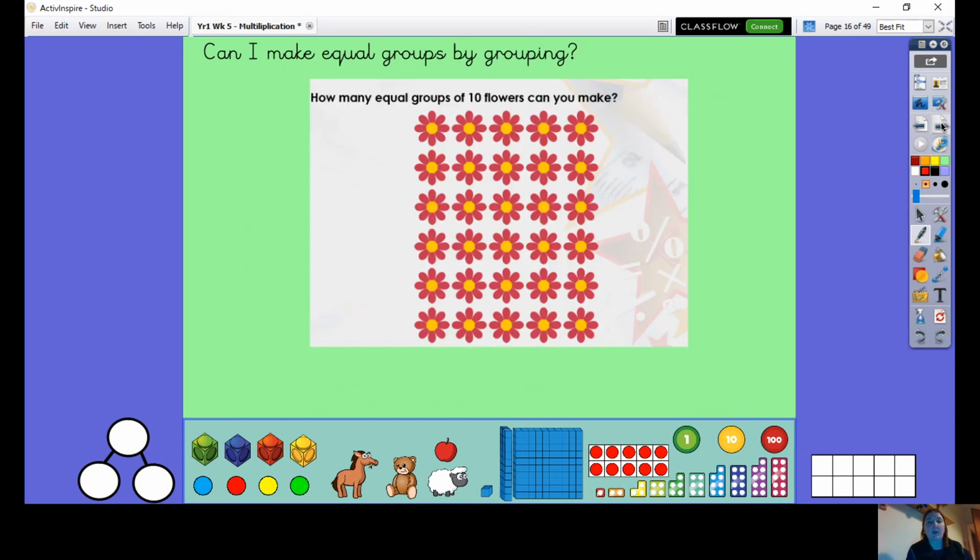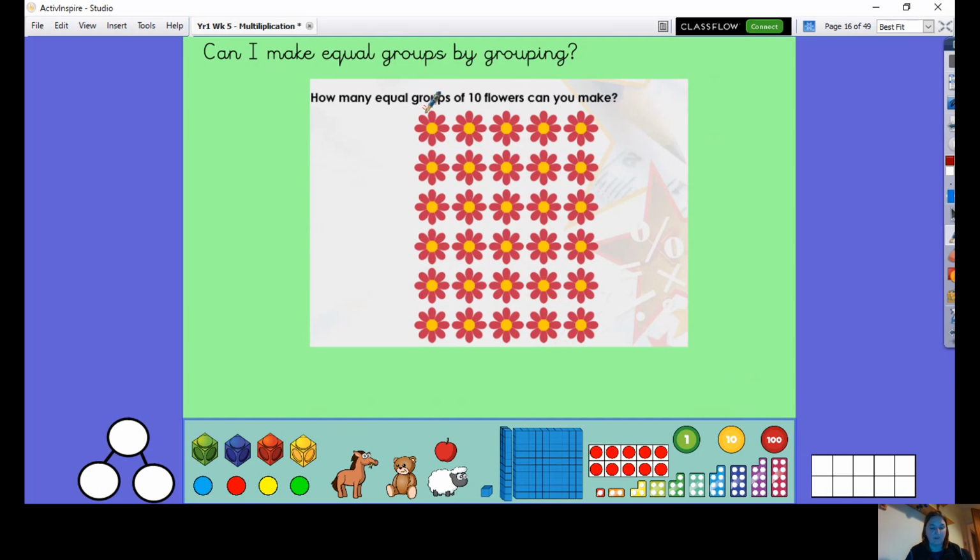Okay. So having a look at this then, we remember we talked about arrays, didn't we? So we've got rows that go along this way from left to right and columns that go from top to bottom. So it says here, how many equal groups of 10 flowers can you make? So what I would do with this, I'm going to count down how many here. I've got 1, 2, 3, 4, 5, 6, okay. I'm going to go this way, 1, 2, 3, 4, 5. Now, if I remember my doubling, I know that double 5, so 5 and 5, is 10.